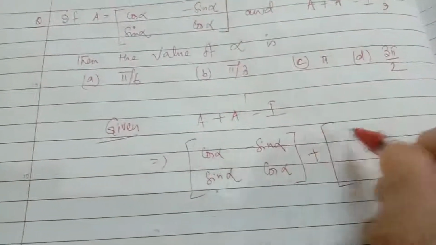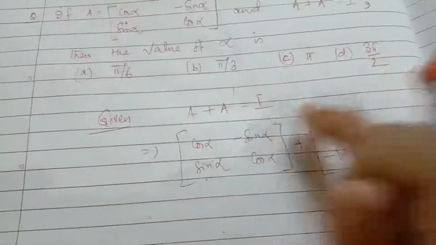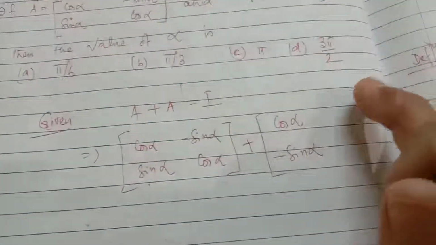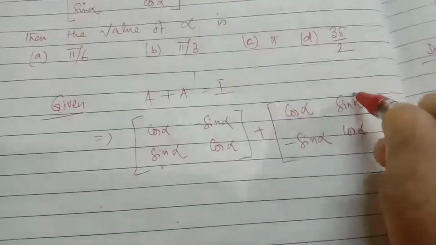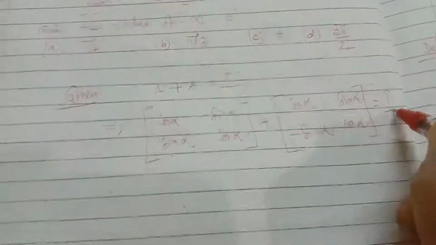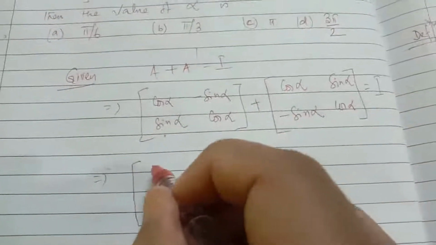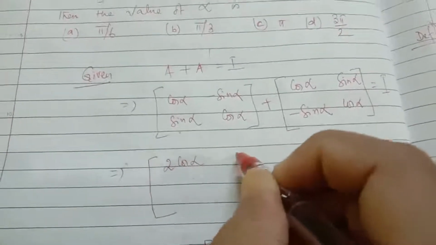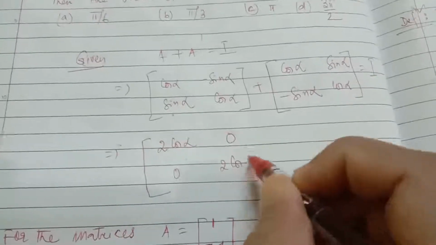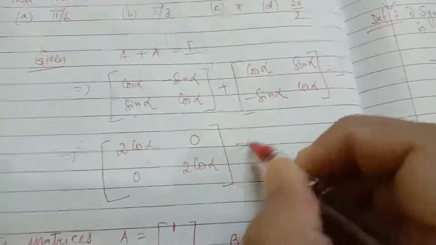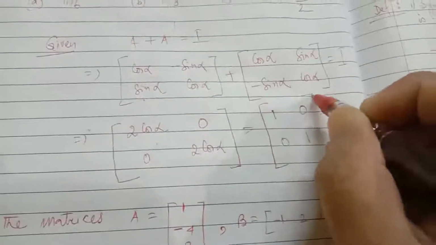We have to write first row as first column, cos alpha, minus sin alpha. We have to write these two elements in this way and these two elements in this way. Sin alpha, cos alpha is equal to I. Now, if we add these two matrices, we will get 2 cos alpha, 0. This plus this is 0. This is 0 and this is 2 cos alpha equal to I, [1 0; 0 1].